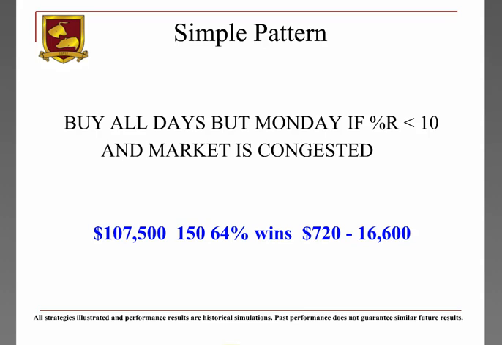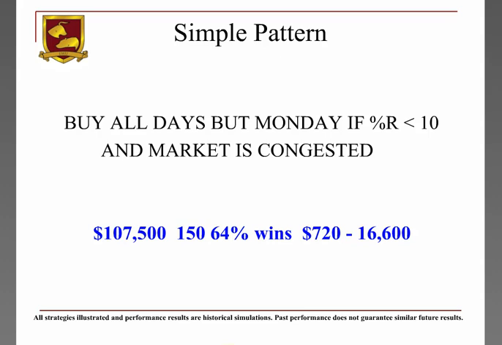Well, here's a real simple pattern for you. You can take this one home. Makes $107,000, drawdown $16,000. That's good. Average profit per trade, $720. That's great on 150 trades. Like the rules for it? Here it is. Buy all days but Monday.